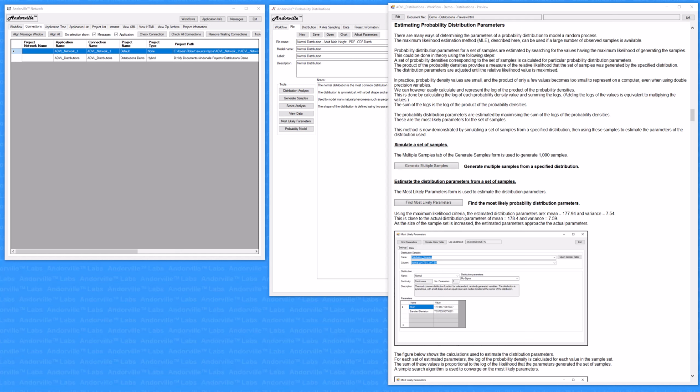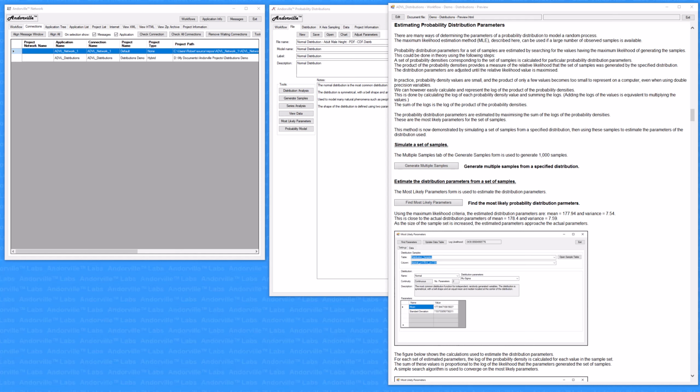A set of probability densities corresponding to the set of samples is calculated for particular probability distribution parameters. The product of the probability densities provides a measure of the relative likelihood that the set of samples was generated by the specified distribution. The distribution parameters are adjusted until the relative likelihood value is maximized.